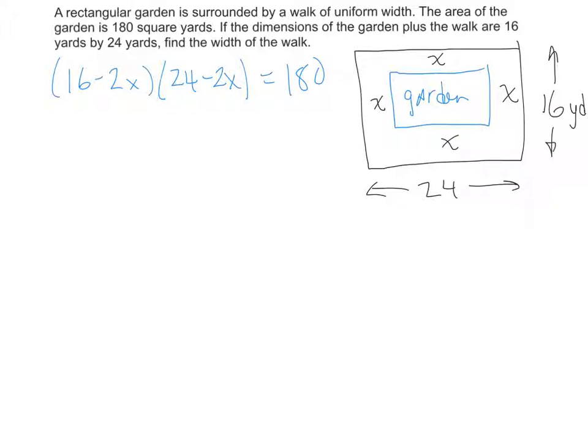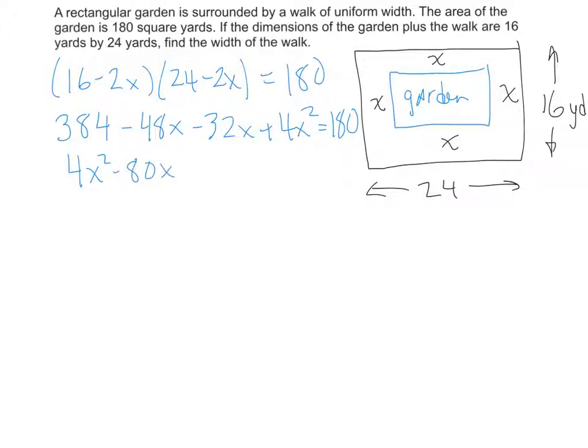Well, 16 times 24 is 384, which I've calculated off to the side, minus 48x, that's the inners, minus 32x, that's the outers, and plus 4x squared, don't forget the square in this case, and that's going to all equal 180. Let's put this in proper order. That's going to give us 4x squared minus 80x plus 384, but minus 180 from each side, so that's going to be plus 204 equals 0.